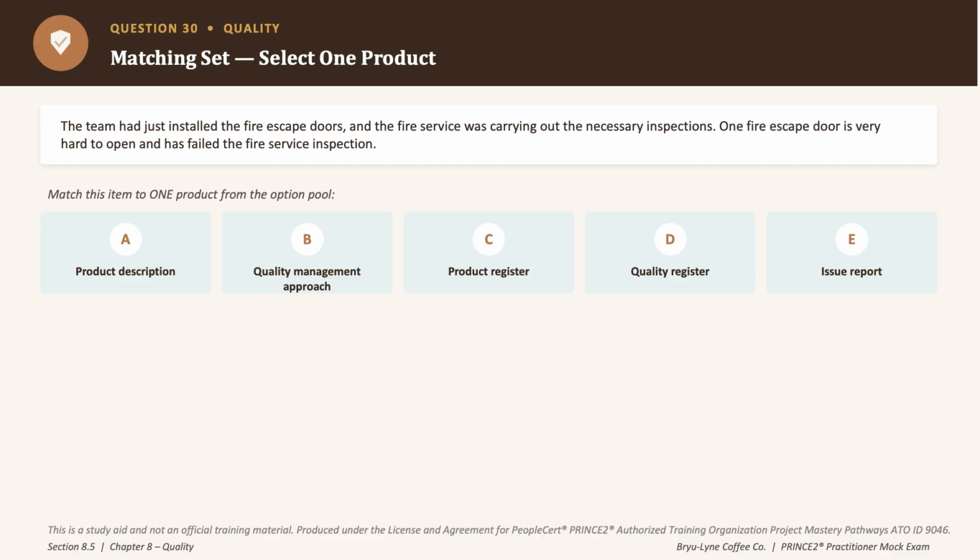It's not the product description that sets the specification up front, not the test results afterwards as well. It is also not the quality management approach either, because that describes standards and procedures generally, not specific results from a single inspection. And this is not the product register or the issue report as well, since neither is designed to capture a pass or a fail outcome like this. So the correct answer to this question is option D, which is the quality register.